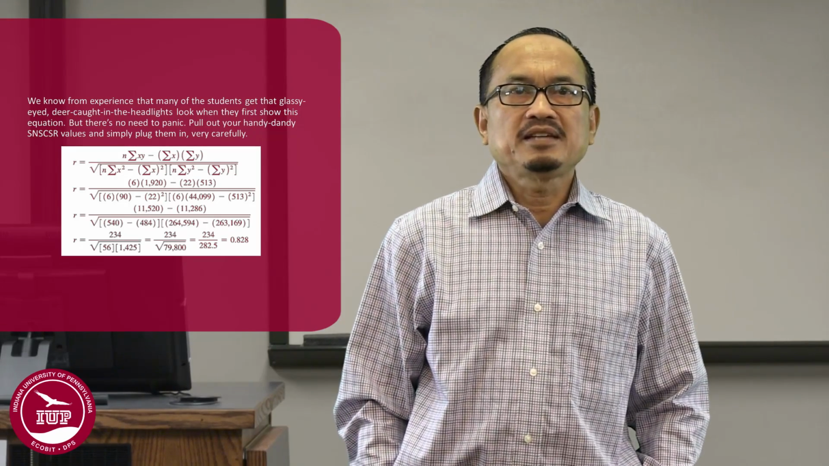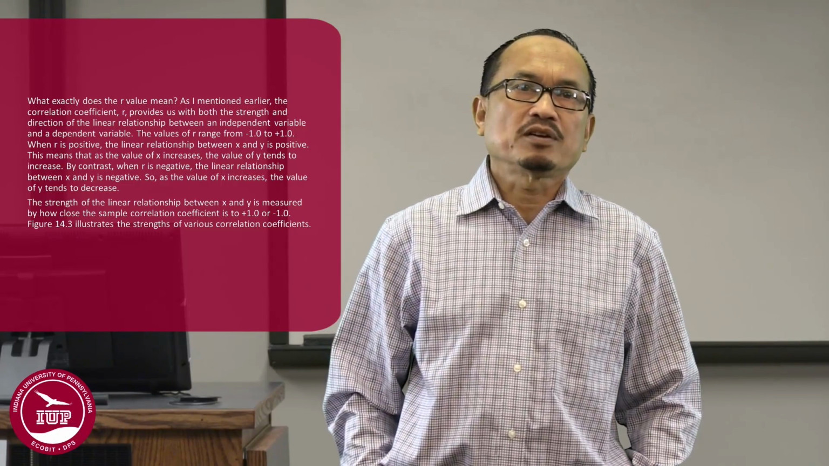What exactly does the R value mean? As I mentioned earlier, the correlation coefficient R provides us with both the strength and direction of the linear relationship between an independent variable and a dependent variable. The value of R ranges from -1 to 1.